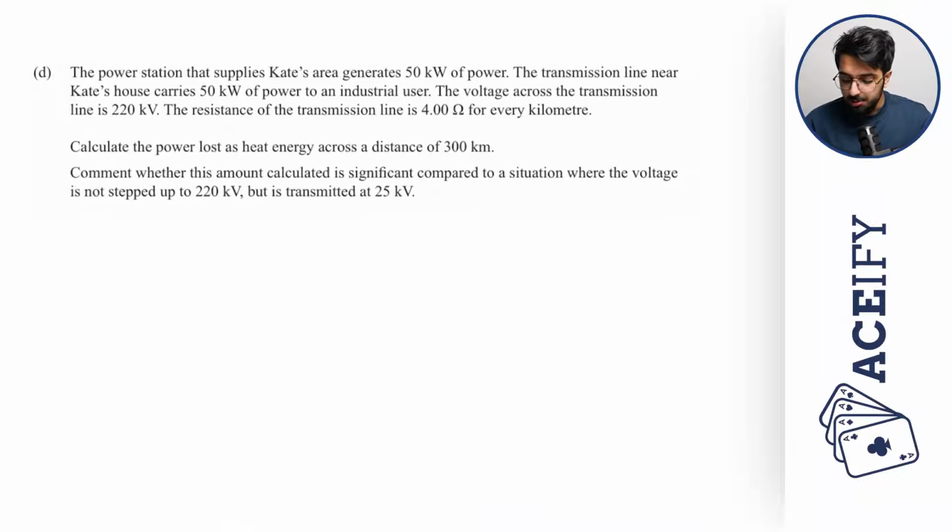The power station that supplies Kate's area generates 50 kilowatts of power. The transmission line near Kate's house carries 50 kilowatts of power to an industrial user. The voltage across the transmission line is 220 kilovolts. The resistance of the transmission line is 4 ohms for every kilometer. Calculate the power loss as heat across a distance of 300 kilometers. Comment on whether the amount calculated is significant compared to a situation where the voltage is not stepped up to 220 kilovolts but is transmitted at 25 kilovolts.